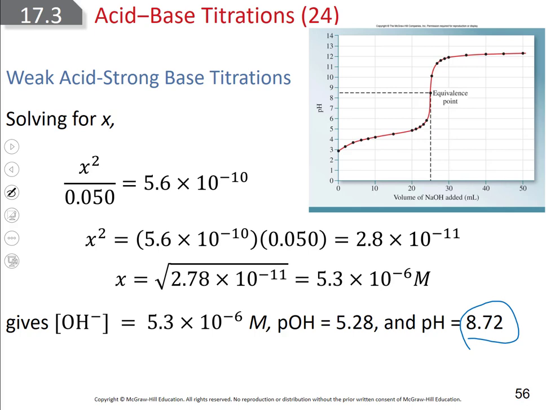So again, before the equivalence point, we had a buffer. So we found the concentration of the leftover weak acid and resulting conjugate base and did the Henderson-Hasselbalch. At the equivalence point, we had a salt solution, so we solved it using an ICE table. So what do you think the last part of the titration we're going to do is? After the equivalence point. So if we overshoot the equivalence point and end up with more base than acid.